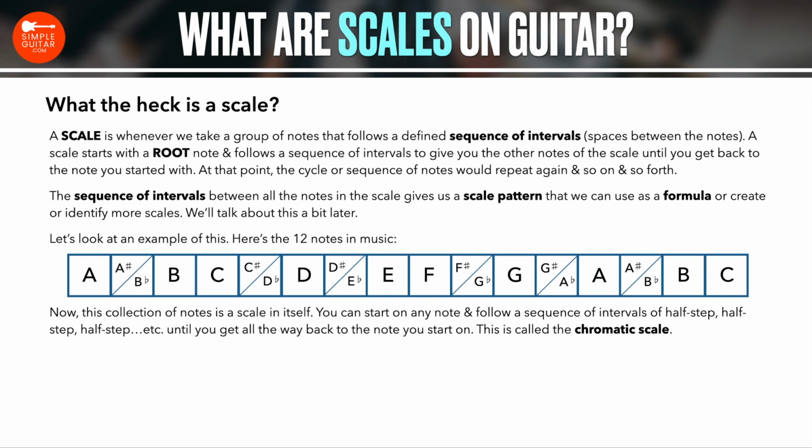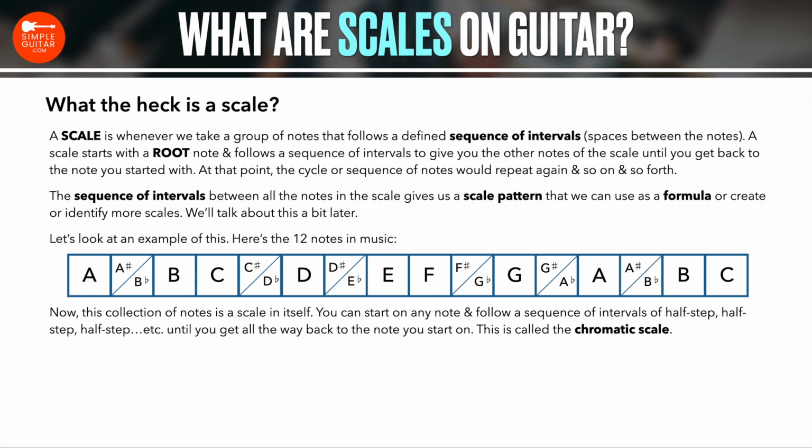You can start on any note and follow a sequence of intervals of going half step, half step, half step, half step, and just going a half step all the way until you get all the way back to the note that you start on, right? That's why this is called the chromatic scale, okay? Because if you're moving chromatically, you're going from one note to the very next note, okay? You're just moving in half steps.